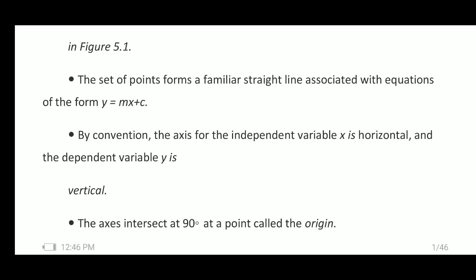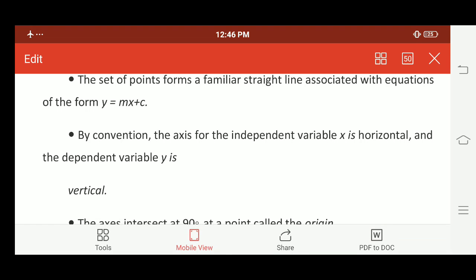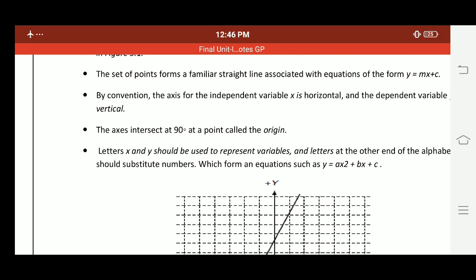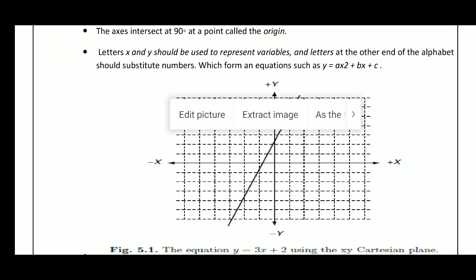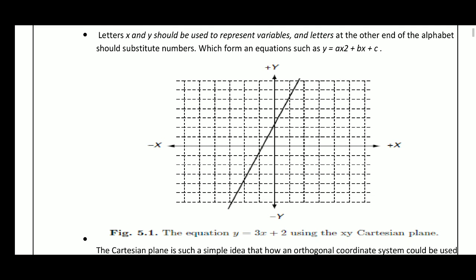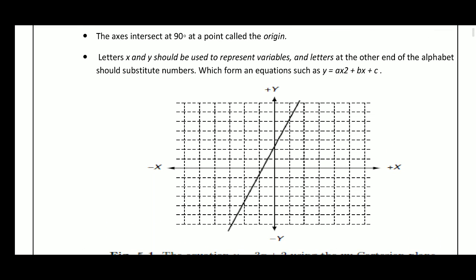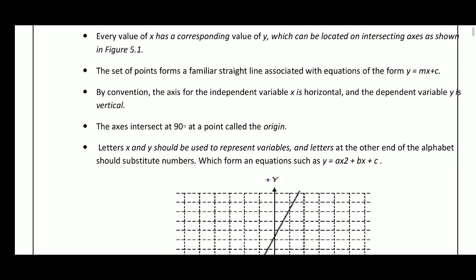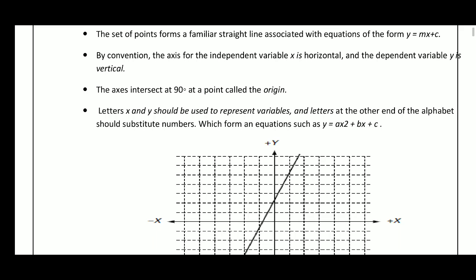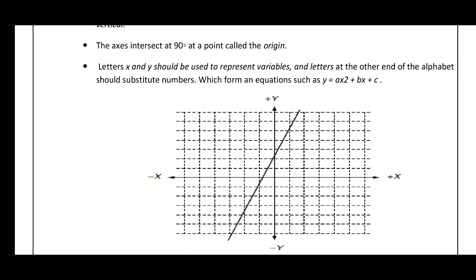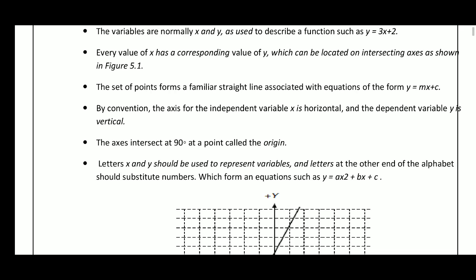So when they say that it is shown on the axis, how is it shown? It is shown like this. See, if I have on the xy plane somewhere a value, and I have a value on the upper side of the y, and then somewhere a minus x value, intersecting those values at a certain point is called the Cartesian xy plane. The set of points forms a familiar straight line associated with equations of the form y is equal to mx plus c. So wherever they intersect at that point, the equation is formed with the help of coordinates on the x axis as well as the y axis.